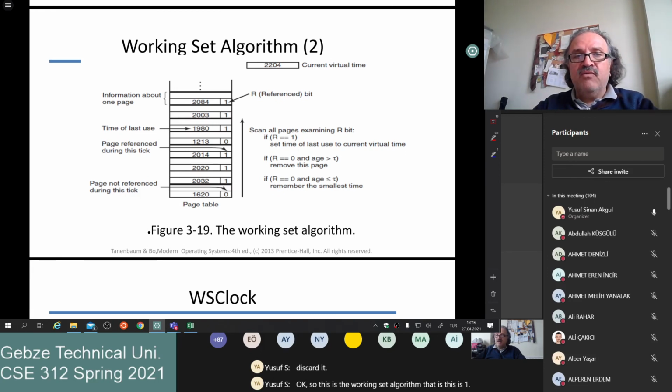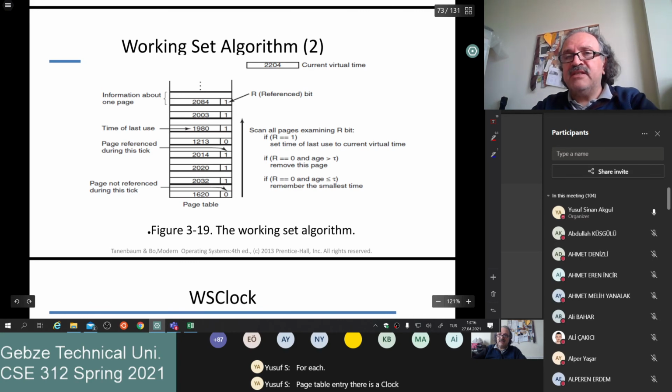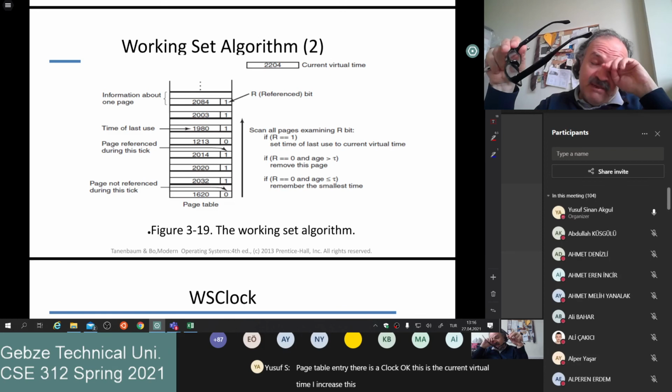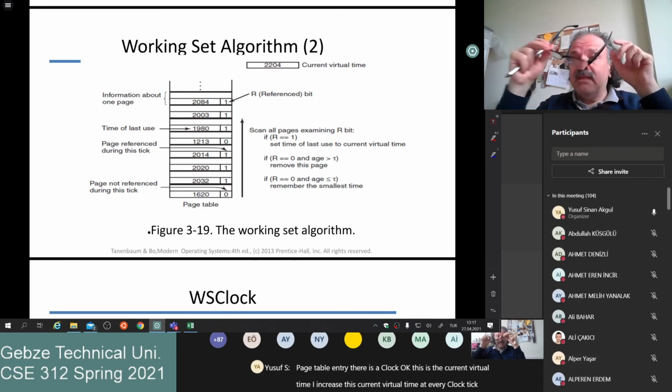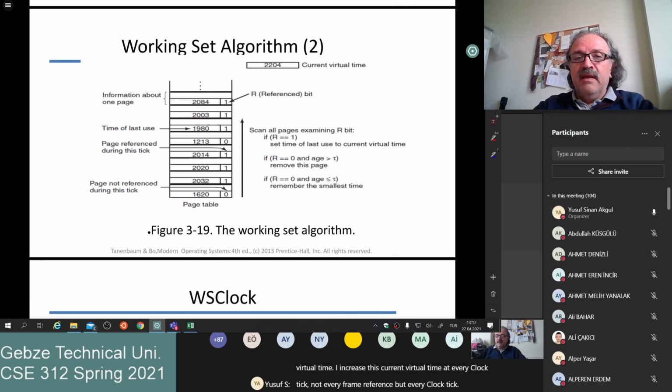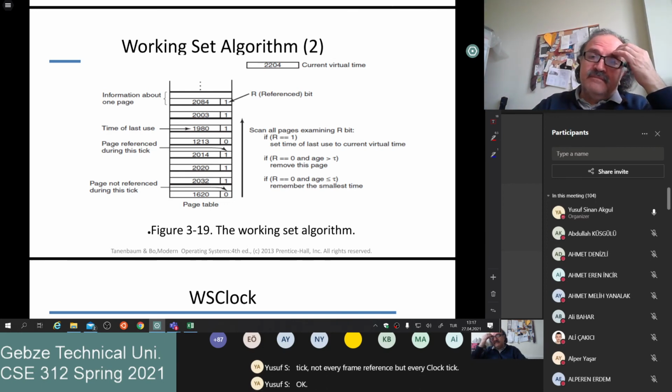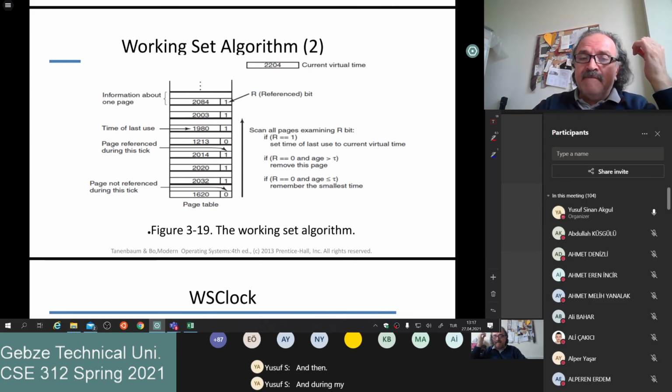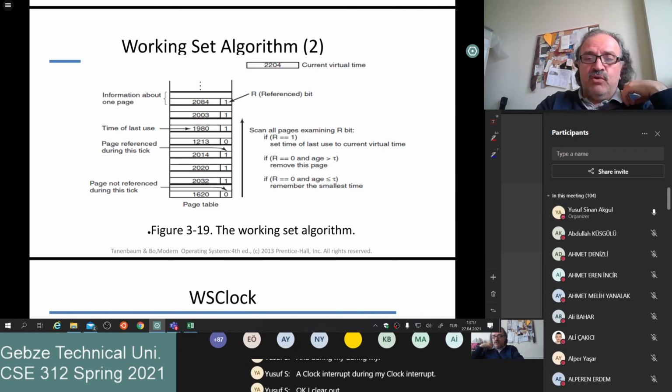This is one example. For each page table entry, there is a clock. This is the current virtual time. I increase this current virtual time at every clock tick, not every frame reference, but every clock tick. And during my clock interrupt, I clear out, of course, all the R bits.